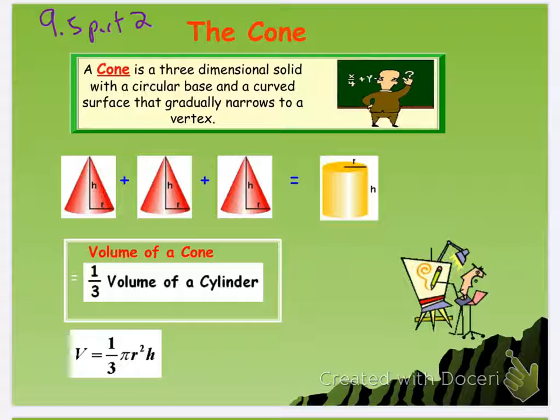Okay, we are on 9.5 part 2, the cone. A cone is a three-dimensional solid with a circular base and has a curved surface that gradually narrows to the vertex. Remember, the vertex is that point on top.